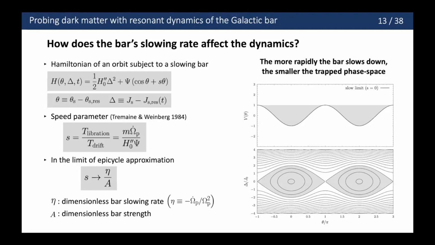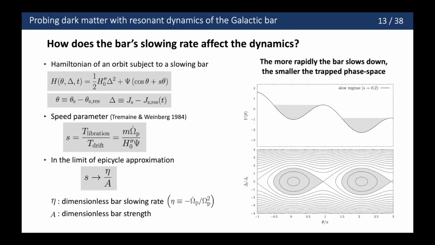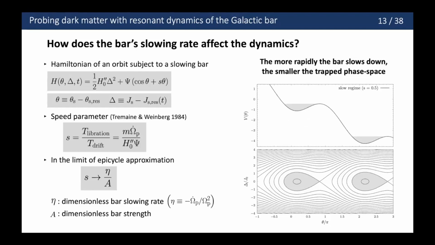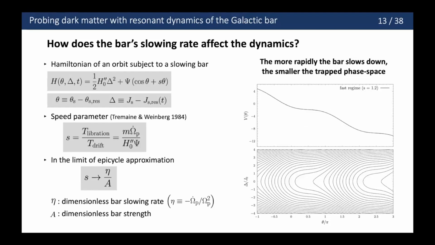In this case, the phase space looks very much like a pendulum. So the stars trapped in resonance vibrate, while the untrapped stars circulate outside. But when the bar starts to slow down, when I increase S, you can see that the potential gets linearly tilted because of this linear term. So the amount of stars that can be trapped in resonance contracts. And if I increase S more, you get more contraction. Then at the critical point where S is larger than 1, the potential will no longer form a local minimum, which means that none of the orbits can stay trapped in resonance.